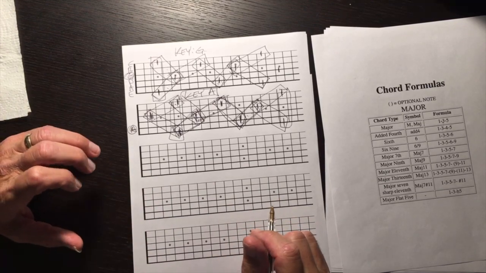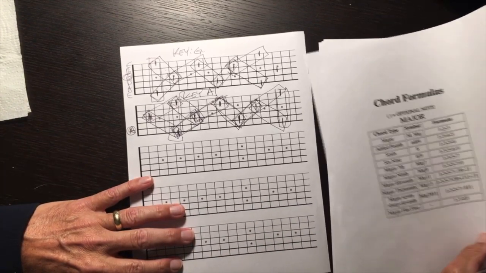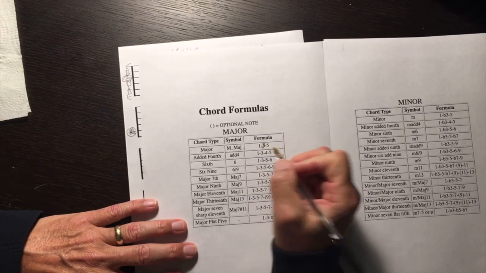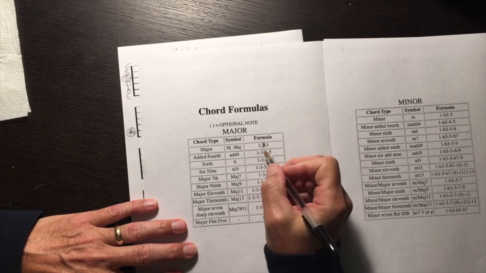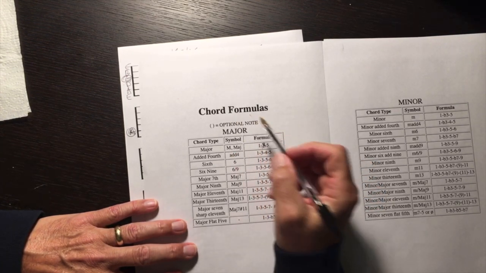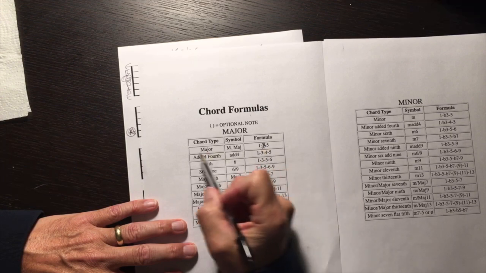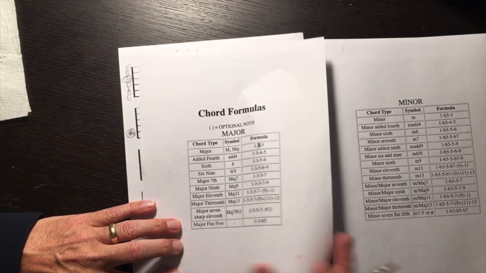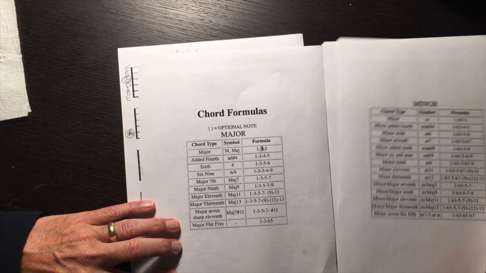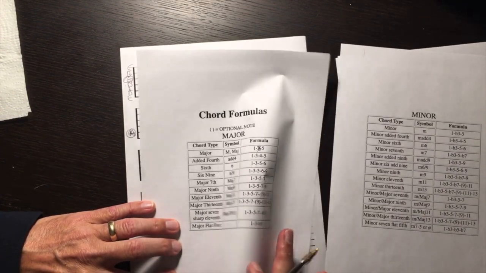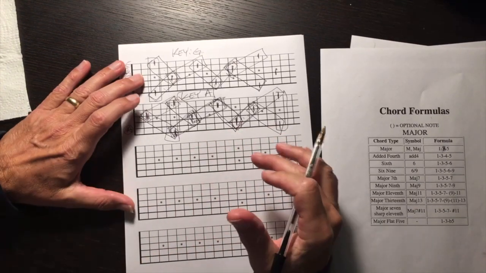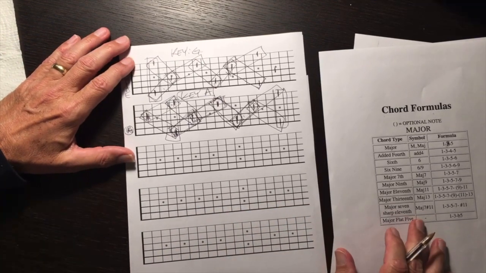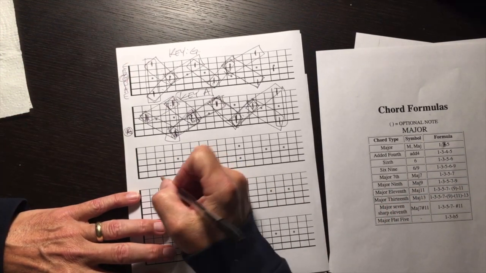Now, we're going to deal with the third. What is the third? The third is the second note in a chord formula. For the major, it's a third. For a minor, it will be a flat third. But let's just deal with the third. And the whole purpose of this video is to identify its location in reference to the 1.